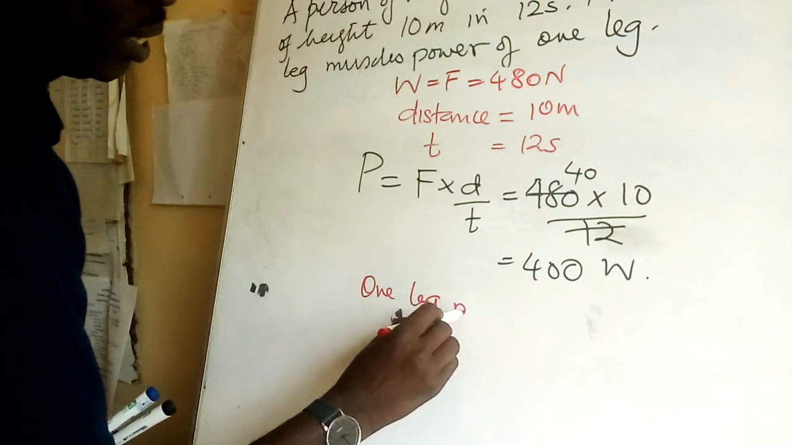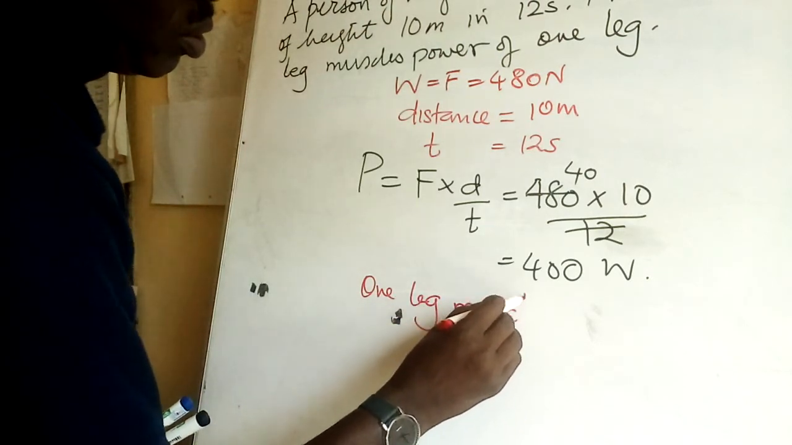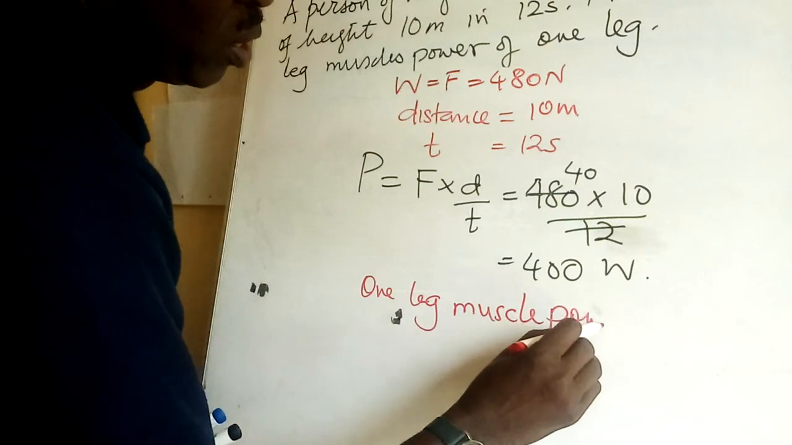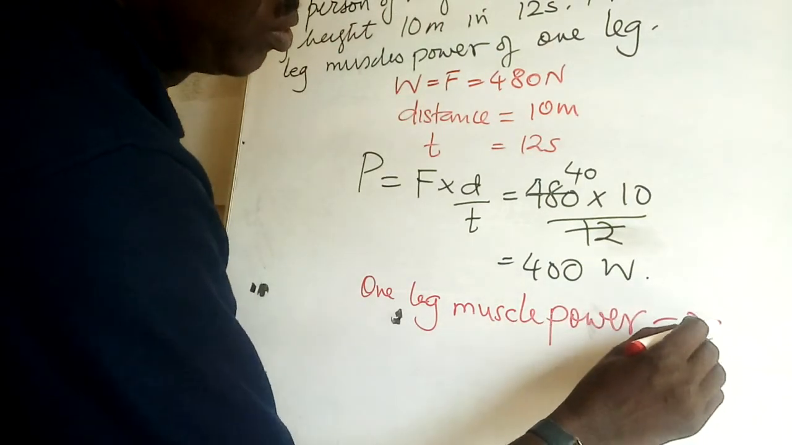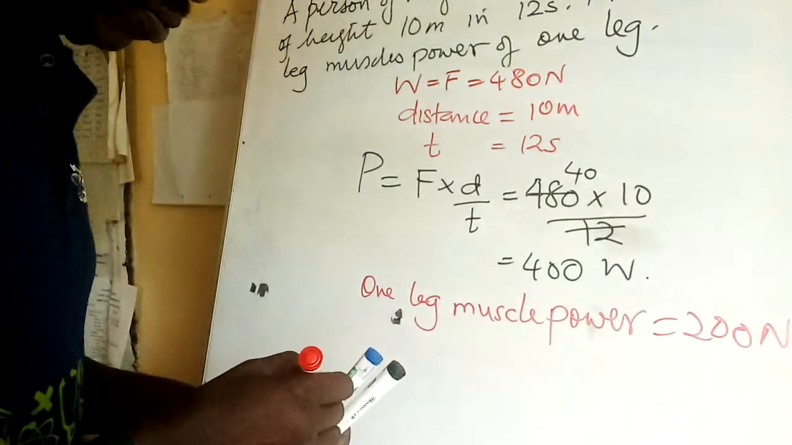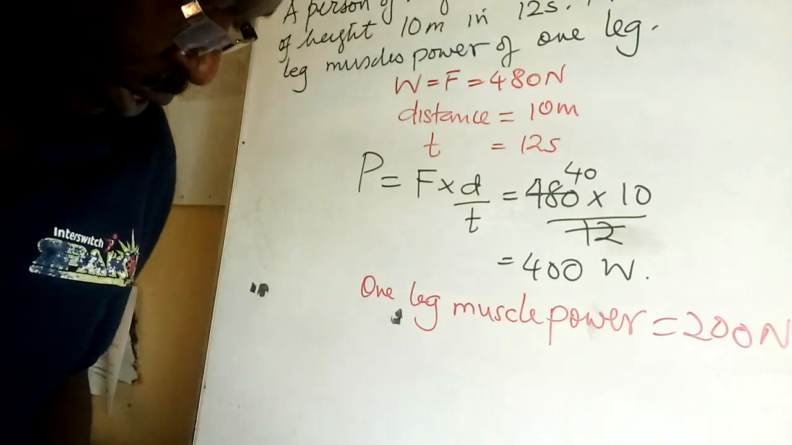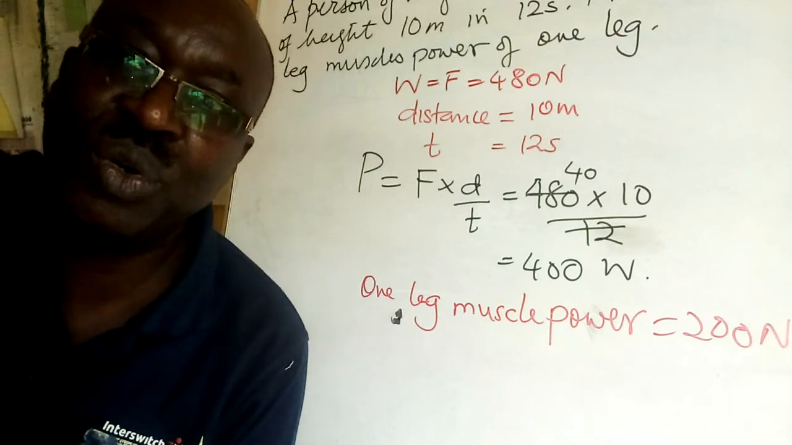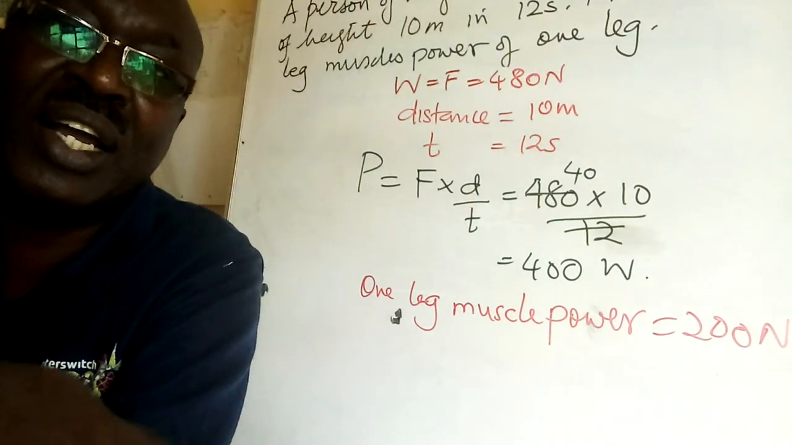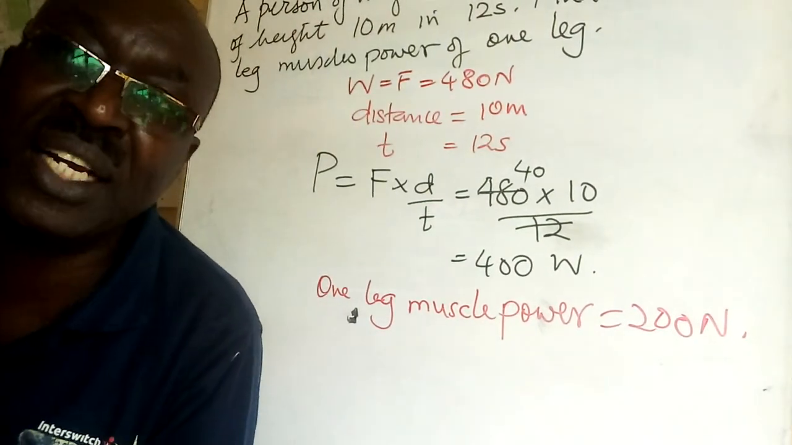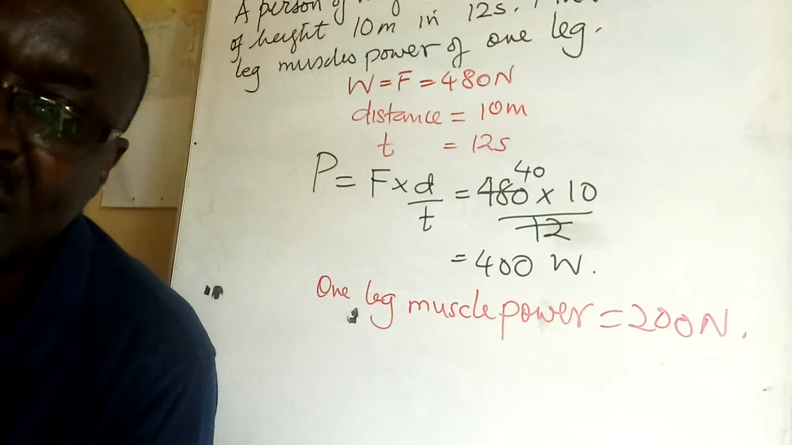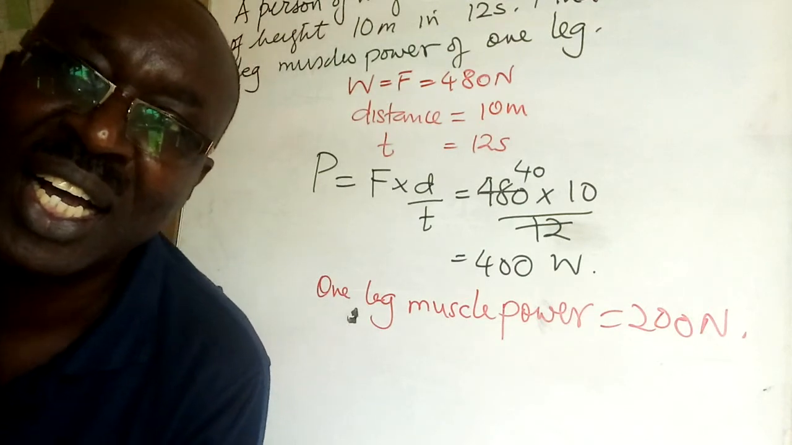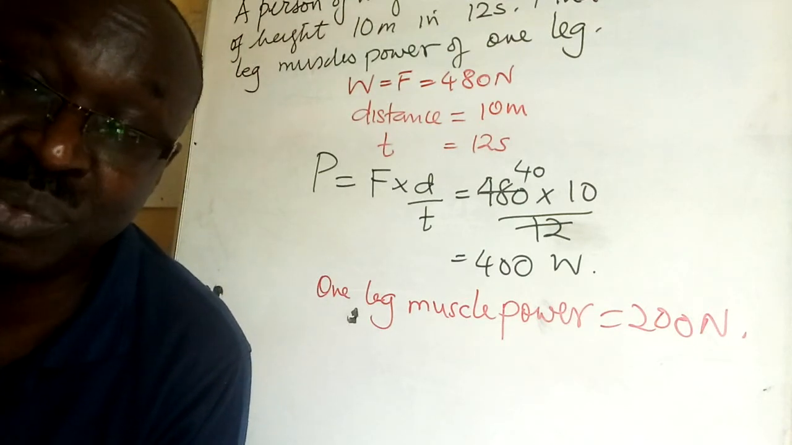One leg muscle power is equal to 200 Newton. Do you know why there, folks? Why have I moved from 400 to 200? Can somebody answer? Yes, you should be able to know.